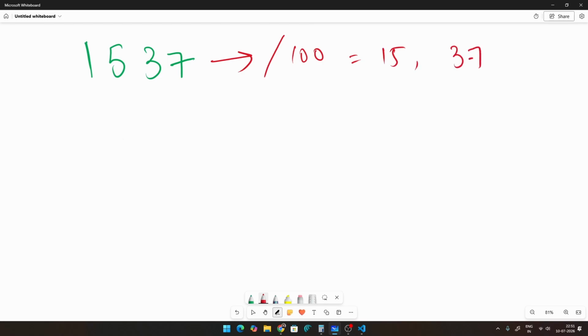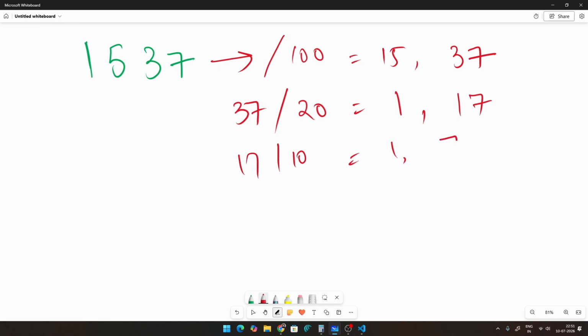I get the remainder 37. Okay, so this 37, again I will divide this by 20. I'm going to get 1 as quotient, and the remainder is going to be 17. Then what I will do, I will divide this 17 by 10. I will get a quotient of 1 and a remainder of 7.